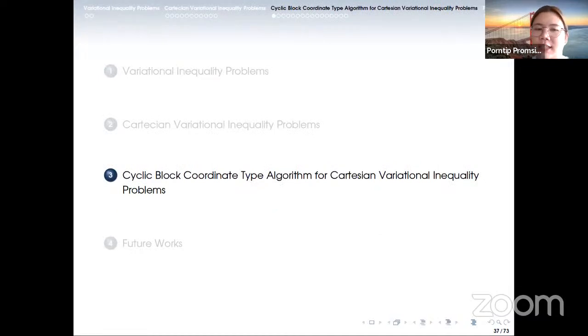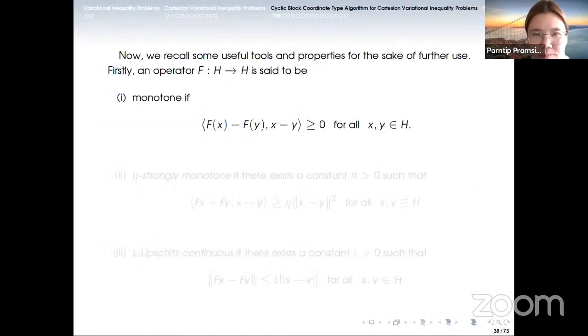So now we move to our proposed cyclic block coordinate type algorithm for solving the Cartesian variational inequality problem. First, I would like to recall some useful tools and some properties which will be used in this work.